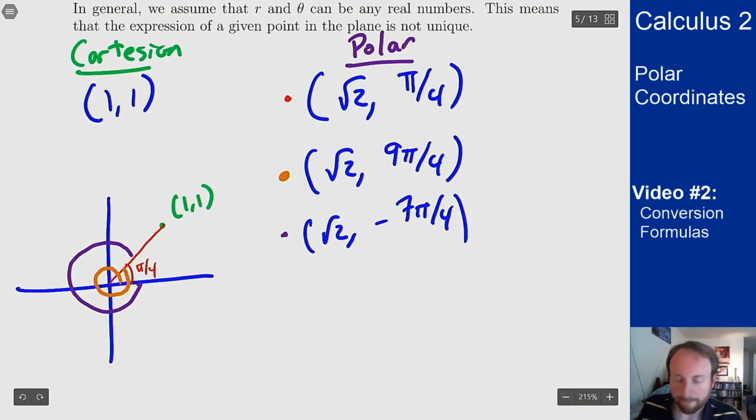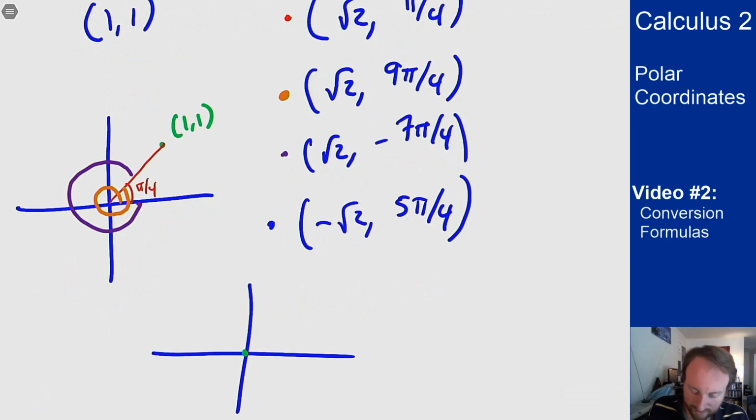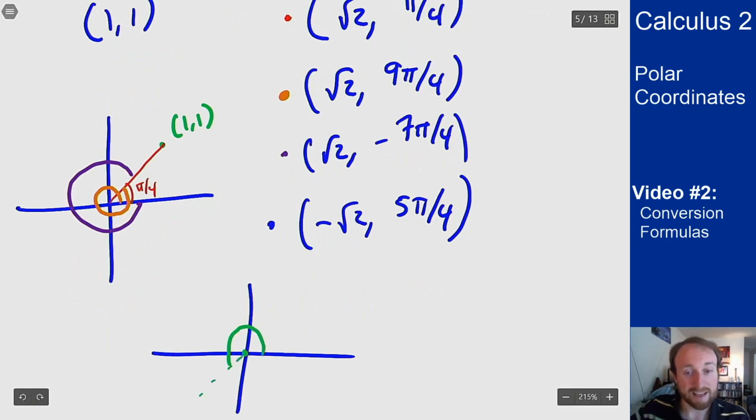I can also take negative radii. So I could do something like negative square root of 2 and 5 pi over 4. That says go all the way around to this angle down here, and now go in the negative direction, root 2 units, saying go back this way to get to the point (1, 1) again.